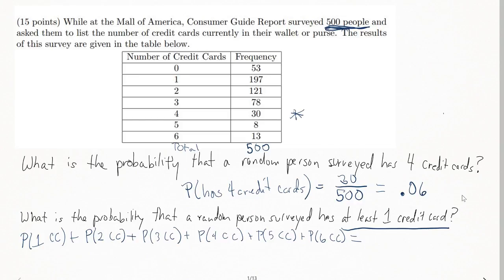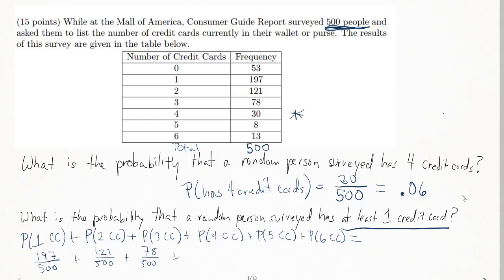Well, this is going to be a nightmare, but that's okay. 1 credit card is 197 out of 500, and hopefully you can see where we got that. We just looked in our table. There's 197 people having 1 credit card, and there's 500 total people. For 2 credit cards, we get 121 out of 500. For 3 credit cards, that's 78 out of 500.